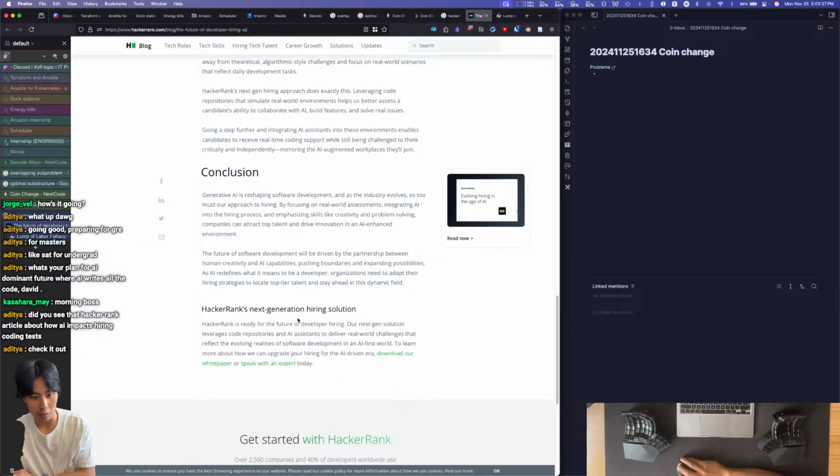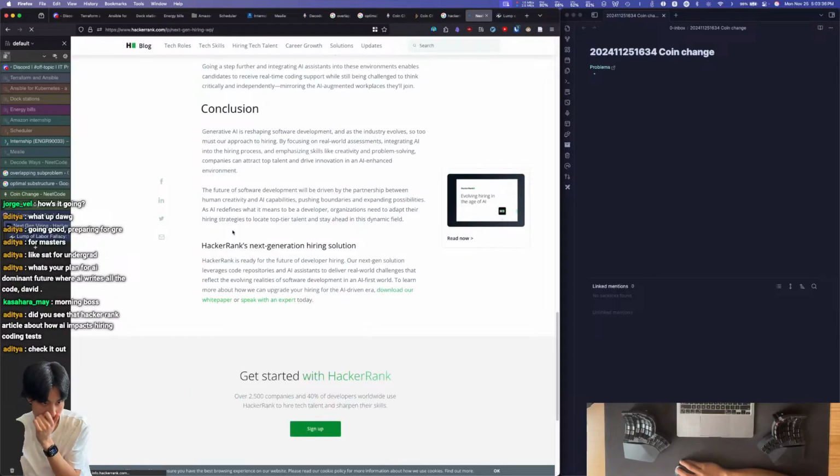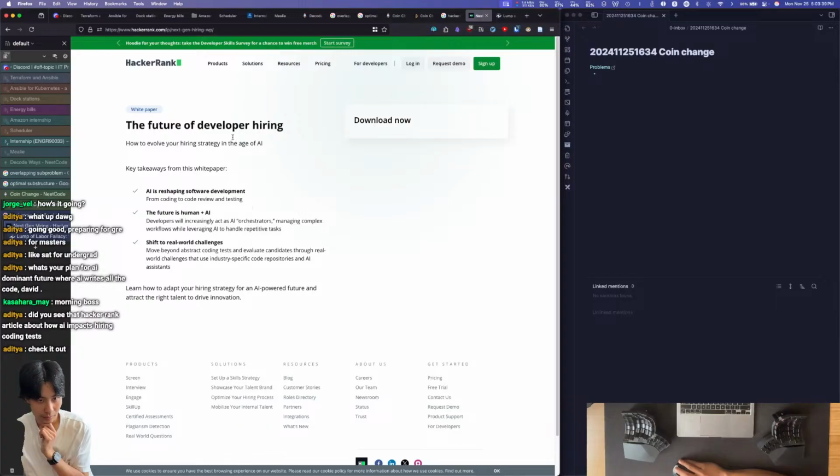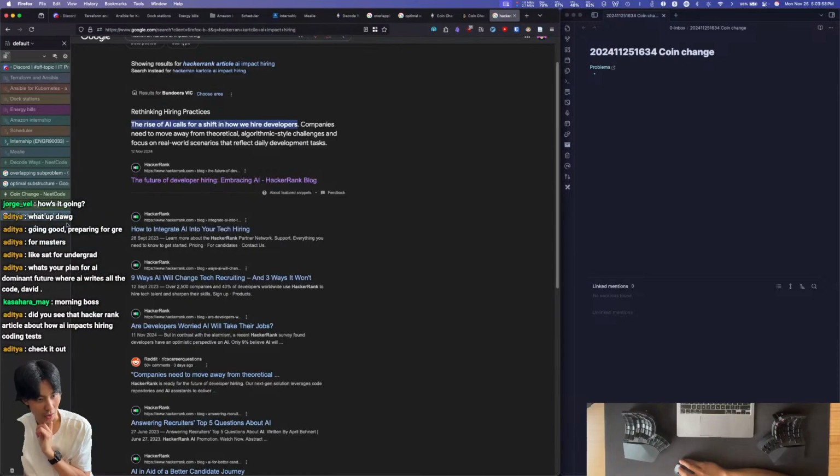It leverages code repositories to deliver real-world challenges in an AI first world. To learn more about how we upgrade your hiring, download the white paper or speak with an expert. What's the white paper? Wait, how do I download anything? I don't think I can download anything here on this page. That's alright. I get the idea, right?